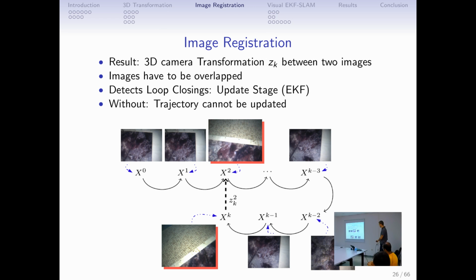And for example, at the state xk, we detect the loop closing, because this image has a certain overlap with this one, as can be easily seen. And then we can run the update stage of the EKF. Without this, we cannot update our whole trajectory. So if you don't find something like this, the whole system will do nothing. We'll just accumulate our visual odometry, and the visual odometry will be as bad as before.